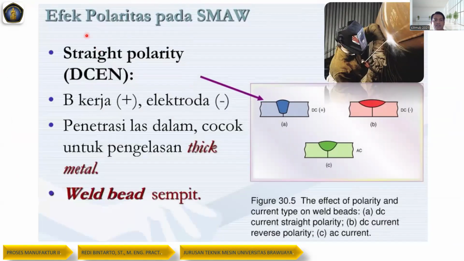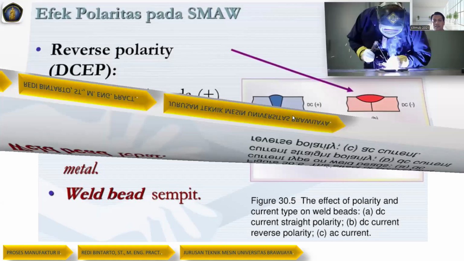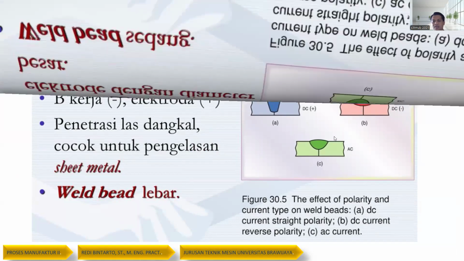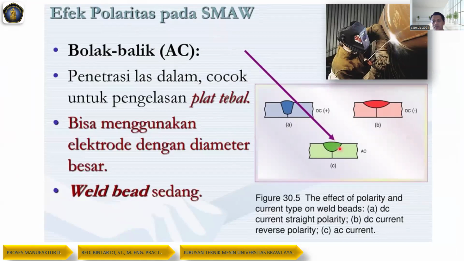So the next is the effect of polarity on SMAW. Okay, here, this one. And then this is for DC minus, just for the weld build. This is for AC. Okay.